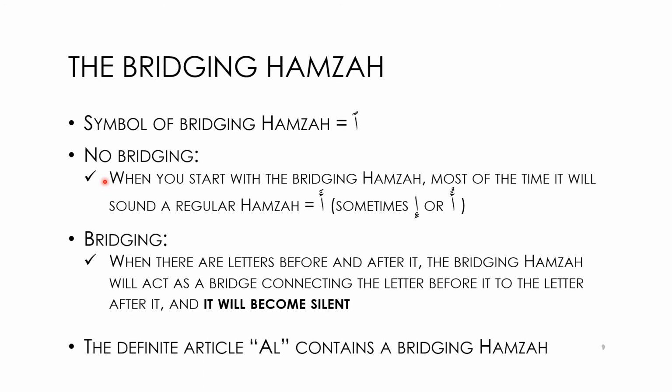In that case, most of the time, it will sound like a regular Hamza A. Sometimes it will sound E or U. In the bridging case, when there are letters before it and after it, the bridging Hamza will act as a bridge, connecting the letter before it to the letter after it. Itself, it will become silent. You are not going to pronounce it. Please remember that the definite article al contains a bridging Hamza.